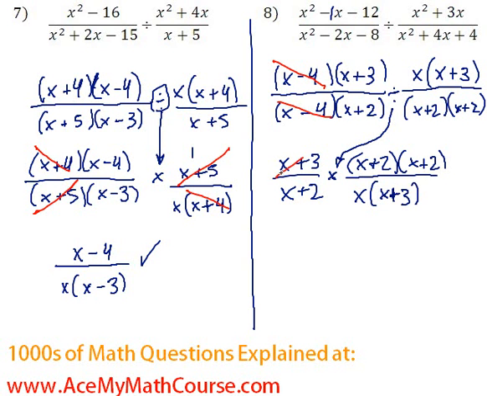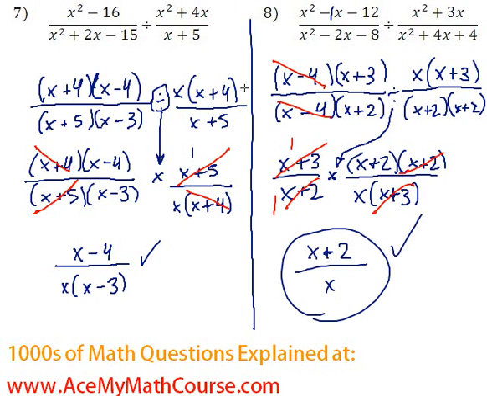Now I can cancel out the x plus 3 and the x plus 3, top and bottom. So we're left with a 1 here. And x plus 2 can cancel out with an x plus 2. So that's also 1. Great. So what are we left with? 1 times x plus 2 is just x plus 2. And 1 times x is just x. So we're left with x plus 2 over x. That's it.